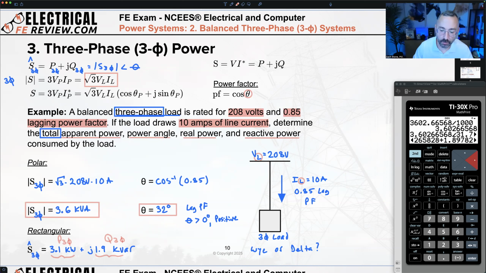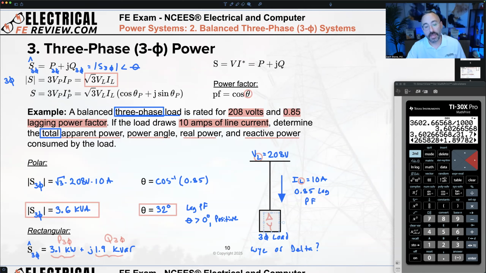The connection type is what's inside of this box. Maybe it's a delta connected load, or maybe it's a Y connected load, but everything outside of this box is line values: I line, V line. Everything inside this box, inside this connection, that's where I get my phase values, phase voltage, phase current. But I'm solving for three-phase power.